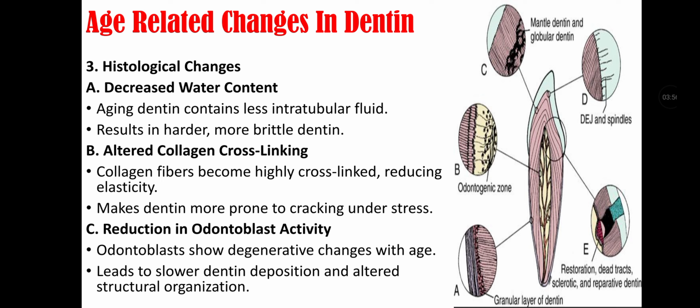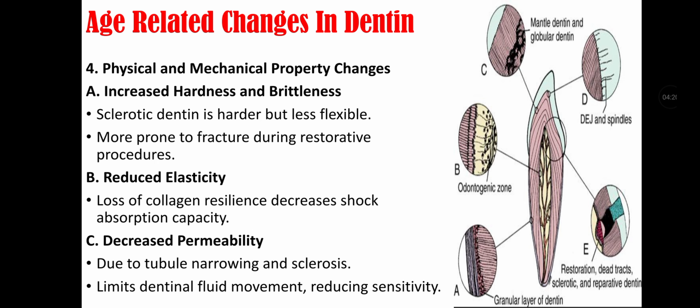Decreased water content. Aging dentin contains less intertubular fluid that results in harder, more brittle dentin. Altered collagen cross-linking. Collagen fibers become highly cross-linked, reducing elasticity that makes dentin more prone to cracking under stress. Reduction in odontoblast activity. Odontoblasts show degenerative changes with age that lead to slower dentin deposition and altered structural organization.